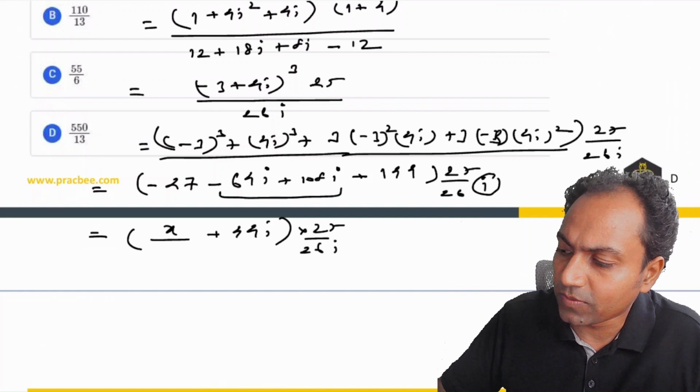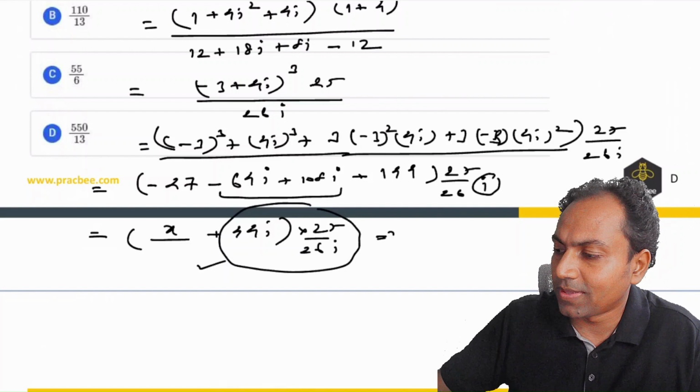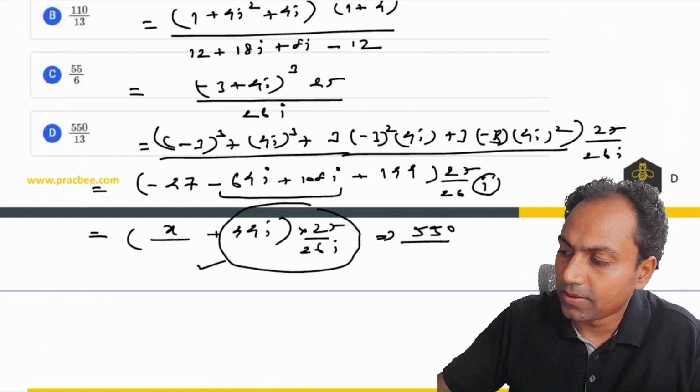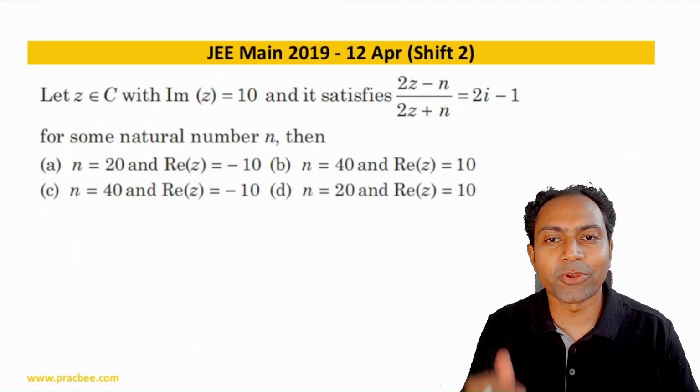Worry about the calculation of the relevant part, because what we want is a real part, and that will get from here. If you simplify this, it comes out to be 550 by 30. So D option is correct. Now let us look into this next question.